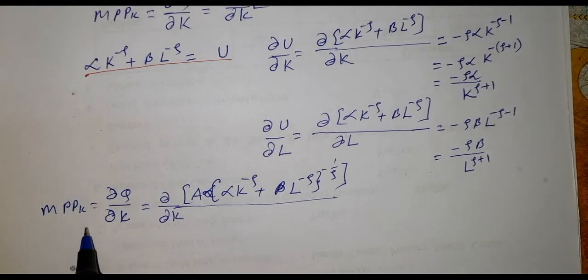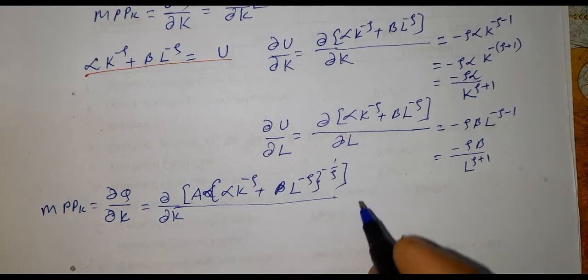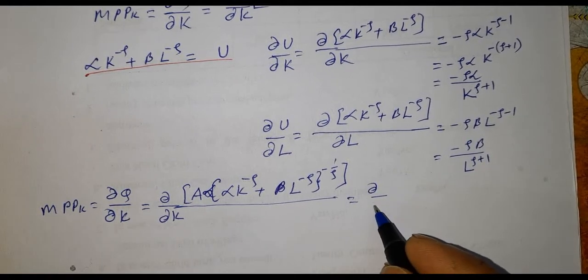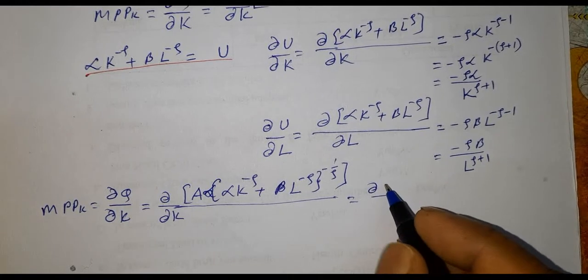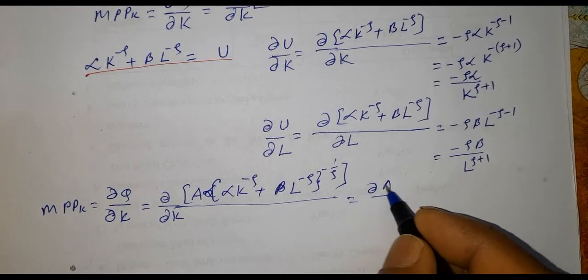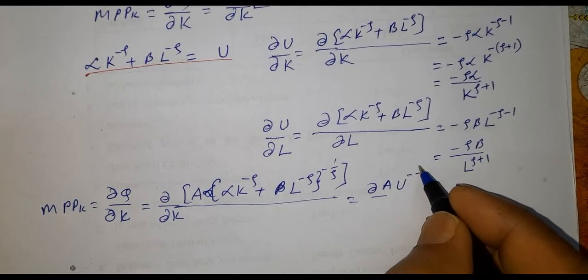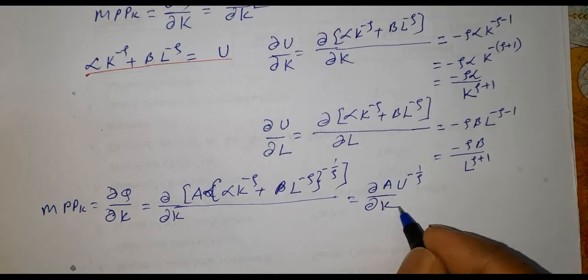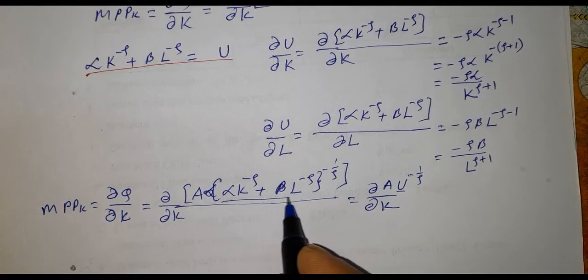Now, MPPK is equal to dq by dk equal to partial derivative of this with respect to k, and that is equal to partial derivative of A into u to the power minus 1 by rho with respect to k, because u is equal to this.